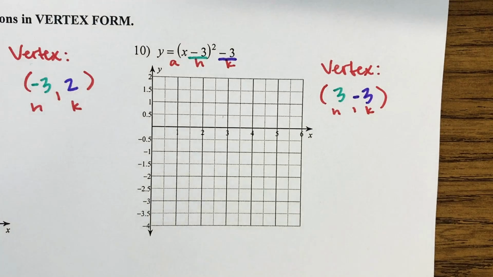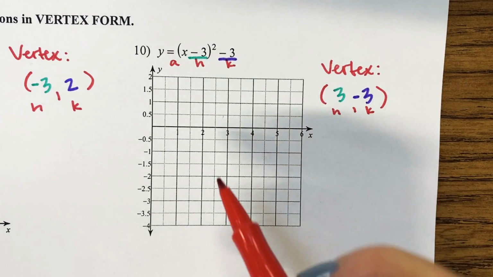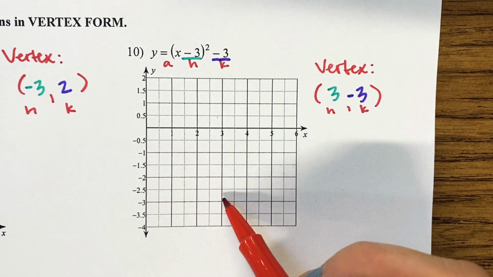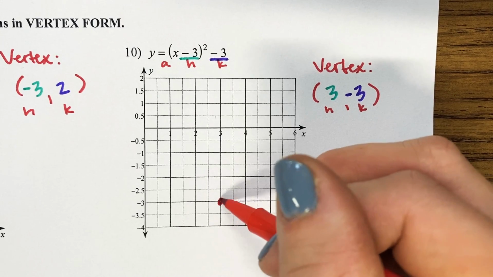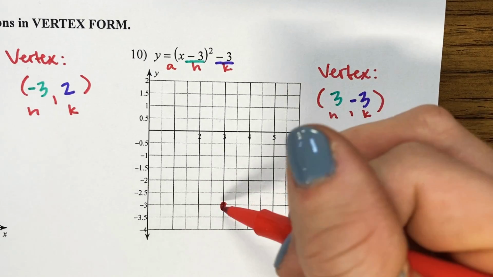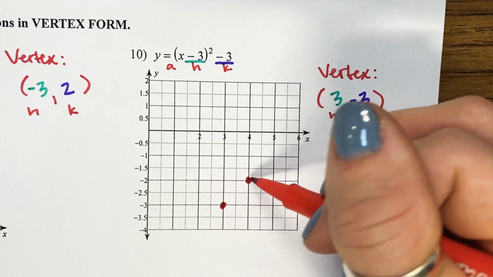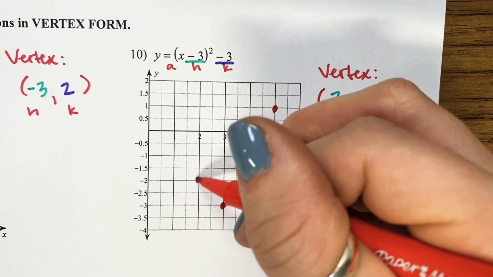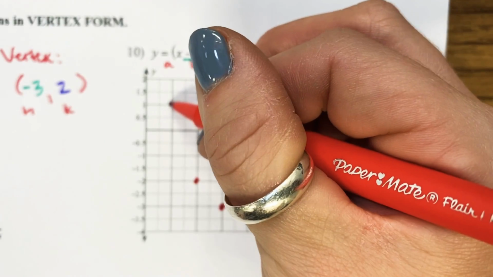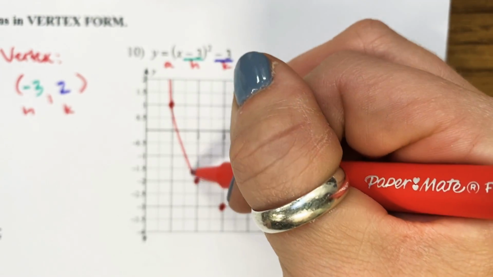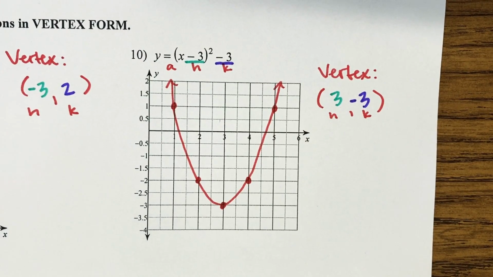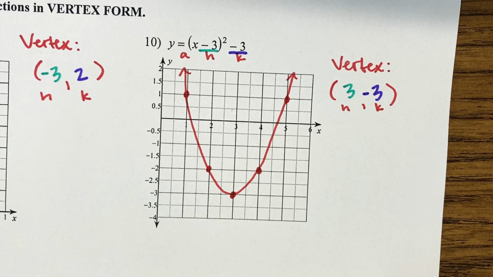Easy peasy. Now all we got to do is put it on our graph. So find +3 on your x-axis, and then go down to -3 on your y-axis. Now just use our trick. Up 1 over 1, 1, 2, 3 over 1. Connect those with a U, and we are done. Good job, you guys.